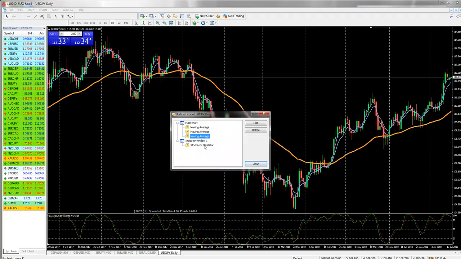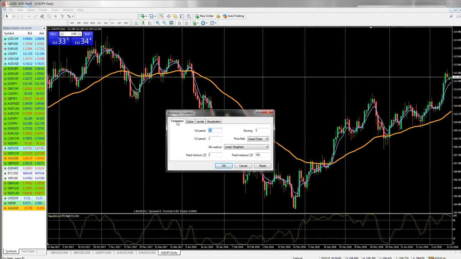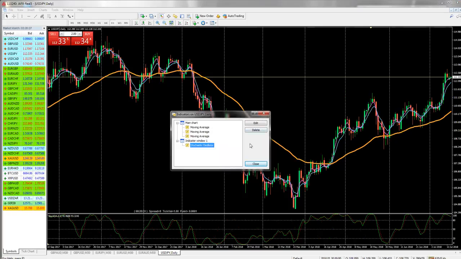Cool. Levels, no levels. Stochastic. The stochastic details are percentage K period 14, slowing 3, percentage D period 3, price field close. MA method is linear weighted. Fixed max, keep all that normal. Colors, yellow and red, really doesn't matter. Levels are important: you want to have 20, 80, and 50 levels added. Click OK. All those are good. I'm going to close it.